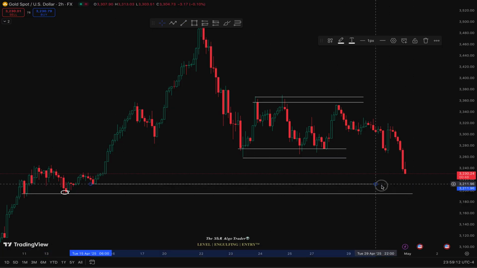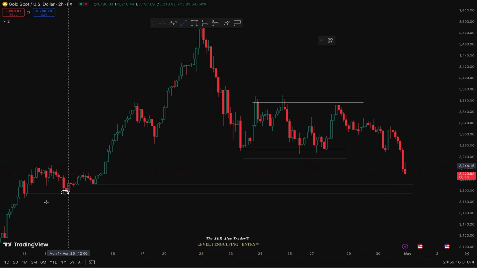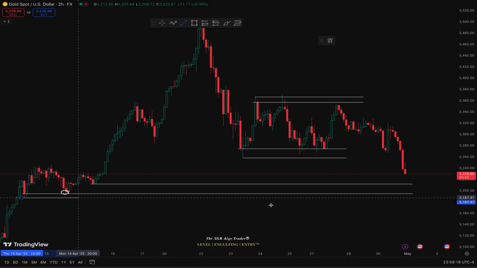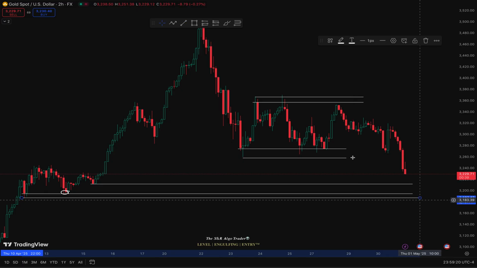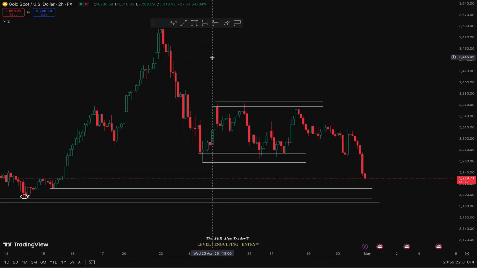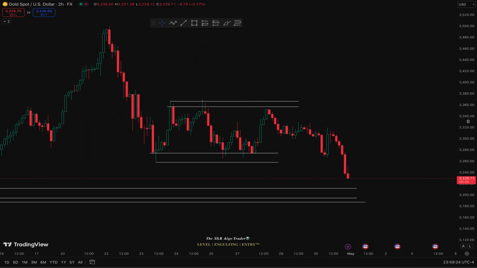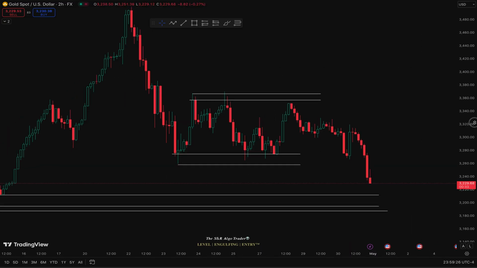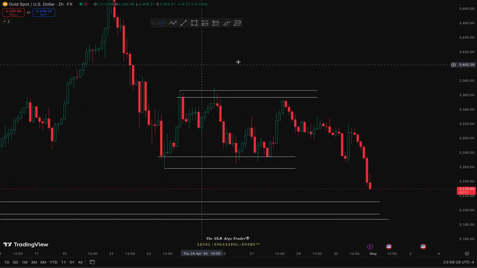So let me extend it here. So here, and I'll mark the wick as well. So yeah, like this. After marking this level, I'll wait for a sweep of liquidity.